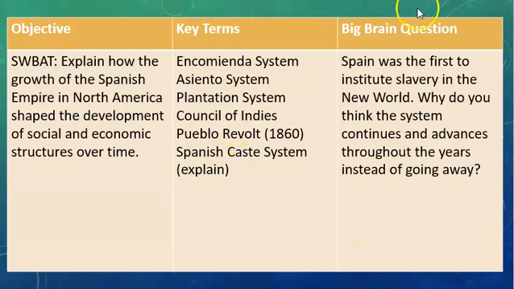And the big brain question of the day that I want you to think about as you are going through this: Spain was the first to institute slavery in the New World. Why do you think this system continues and advances throughout the years instead of going away? And when I say throughout the years, I'm talking, of course, about from the late 16th century all the way up through eventually English colonization and all that stuff. So think about that as we move through.